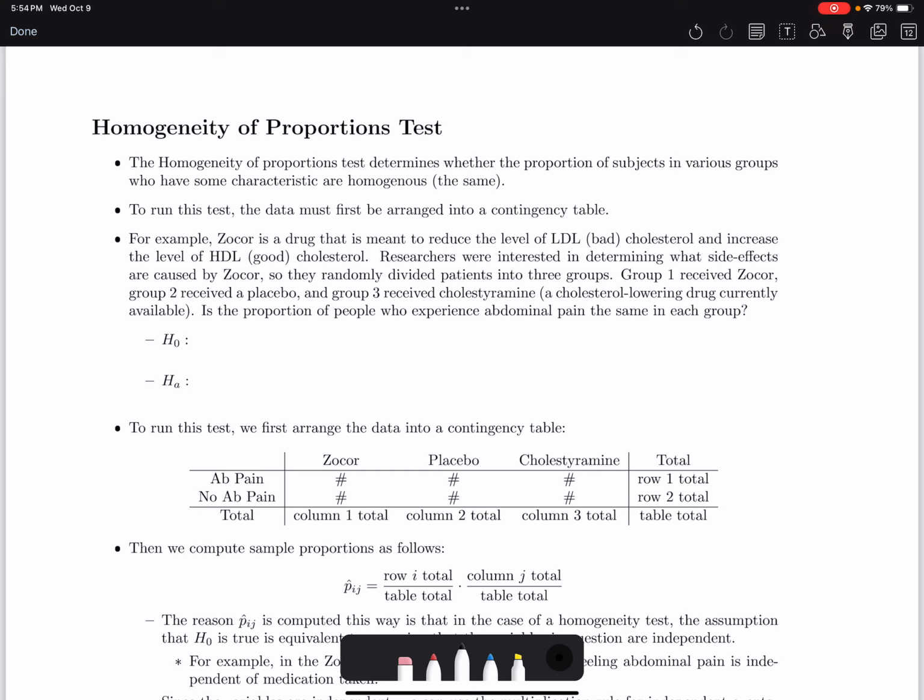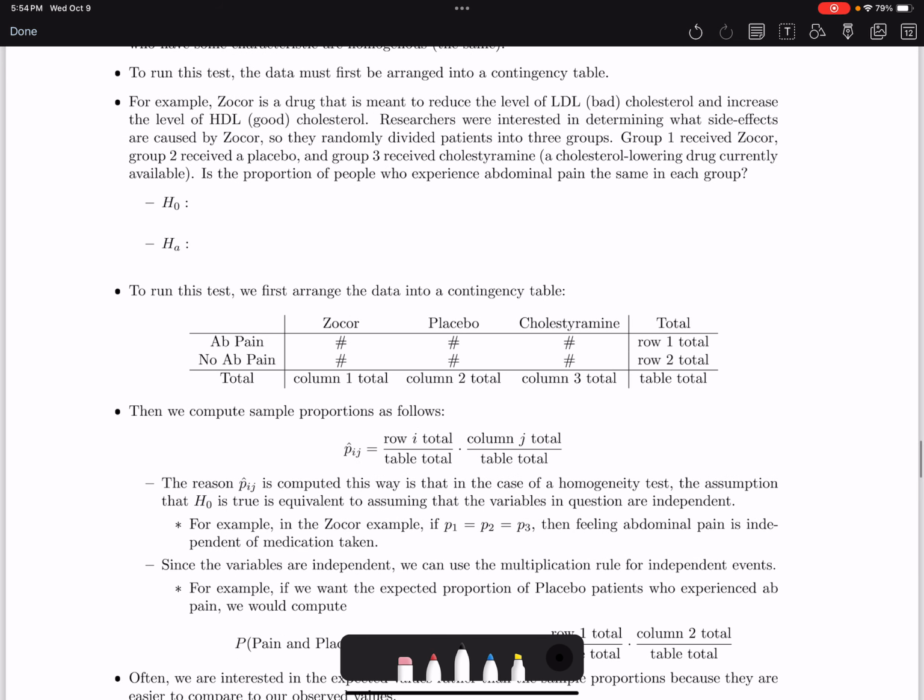So just to give you an example of what the homogeneity of proportions test looks like, this says Zocor is a drug that's meant to reduce the level of LDL cholesterol and increase the level of HDL cholesterol. Researchers were interested in determining what side effects are caused by Zocor, so they randomly divided patients into 3 groups. Group 1 received Zocor, Group 2 received a placebo, and Group 3 received cholestyramine, which is a cholesterol-lowering drug that's already available. Is the proportion of people who experience abdominal pain the same in each group?